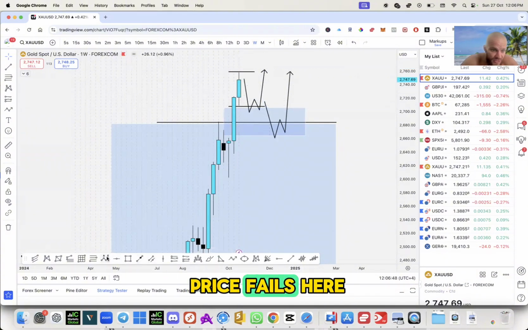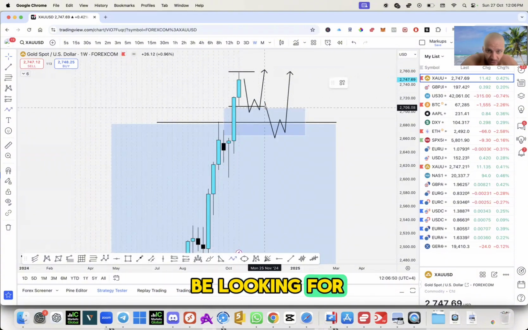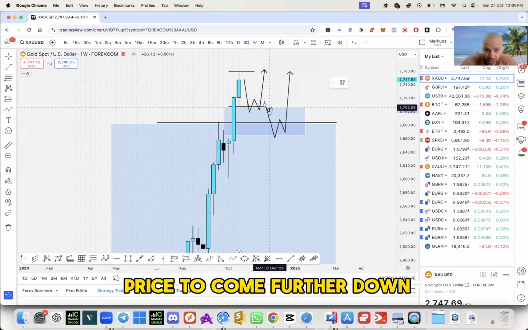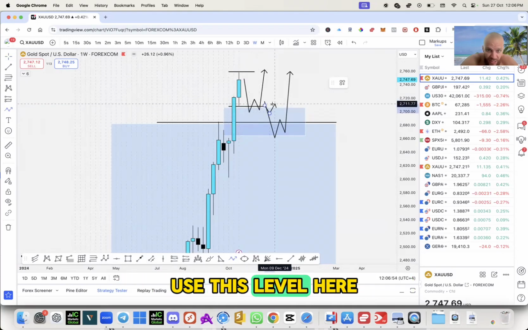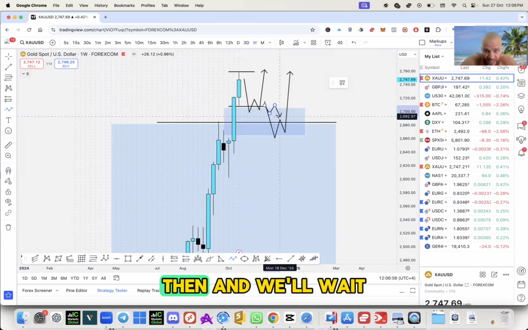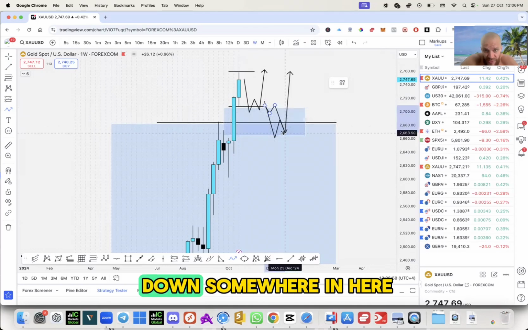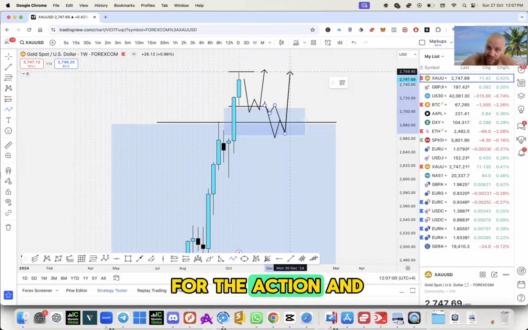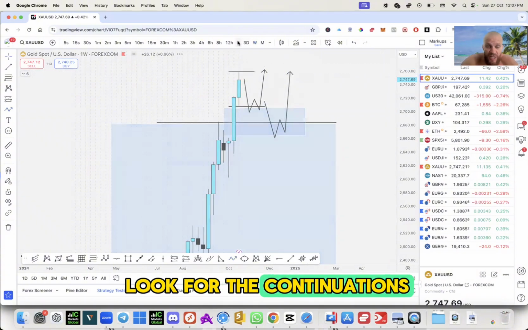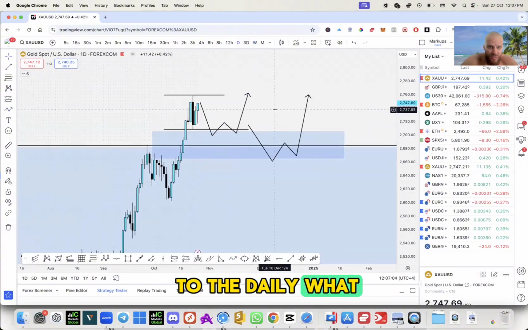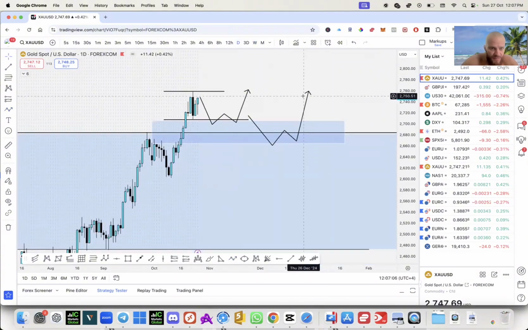However, if price fails here, what are we going to be looking for? We're going to be looking for price to come further down, use this level here as resistance then, and we'll wait for price to get down somewhere in here, and then we'll wait for the reaction and look for the continuations. So if we go down to the daily, what can we see?